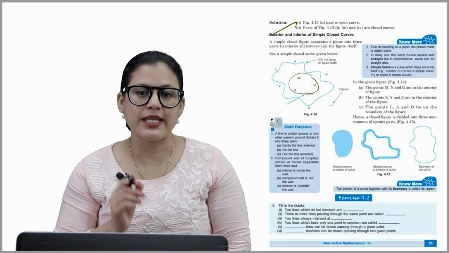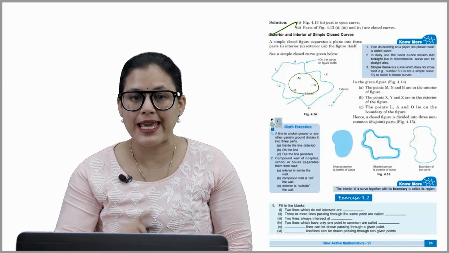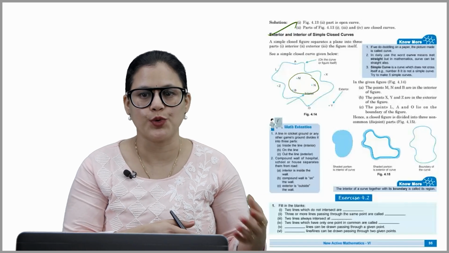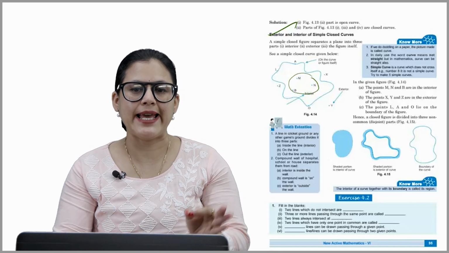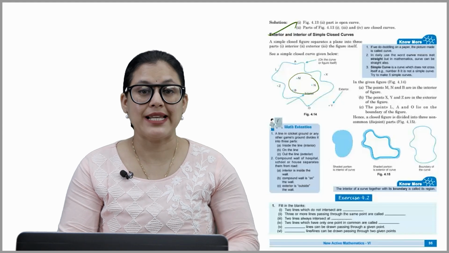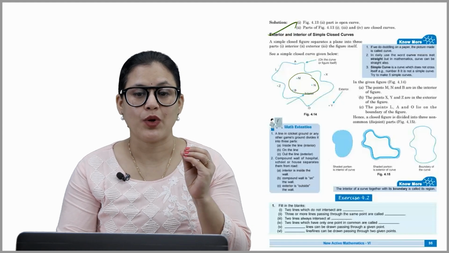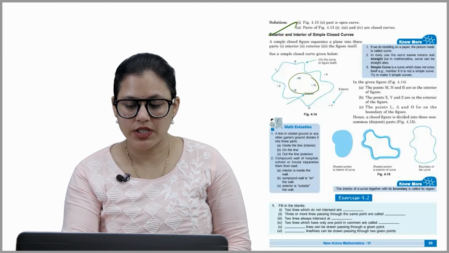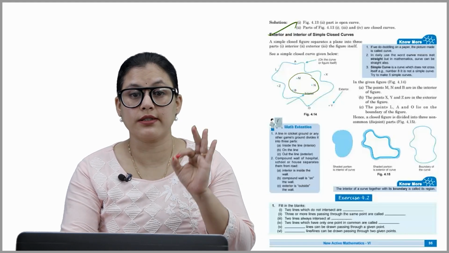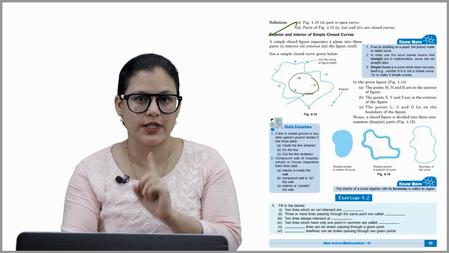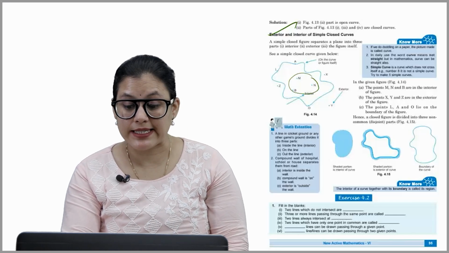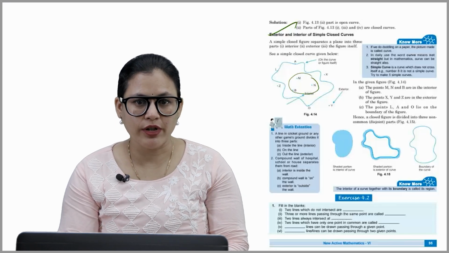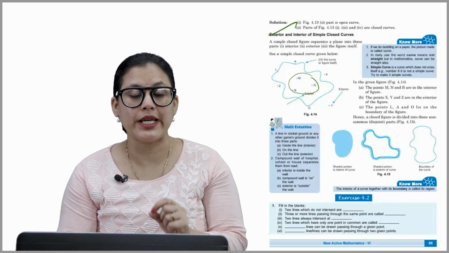So in this figure, the points M and B are in the interior of the figure. The points X, Y, Z. Z also is outside this figure, so it is also in the exterior of the figure. And the points L, A and O lie on the boundary of the figure. Hence, the closed figure is divided into 3 non-common or disjoint parts. See these curves. This is the shaded portion. The shaded portion is the interior of the curve, that is, inside the curve. The shaded portion is the exterior of the curve and the boundary of the curve. The interior of a curve together with its boundary is called its region.